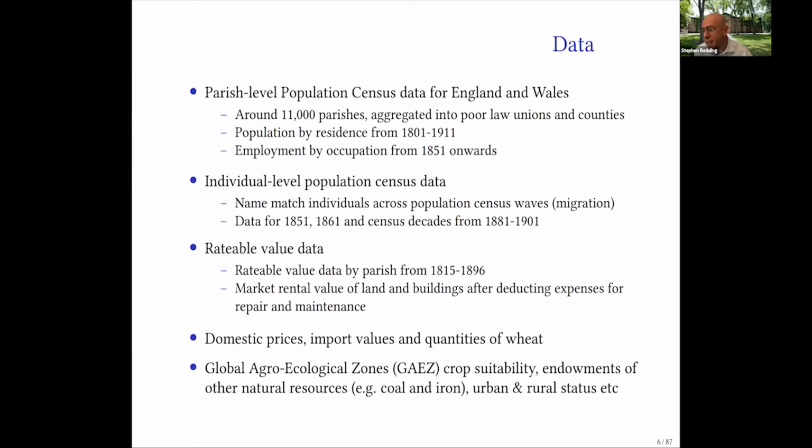An exciting feature of this setting is we also have individual level population census data, which allows us to track the individual adjustment margins through which people respond to this trade shock, and follow individuals over time by matching individuals across subsequent census waves using techniques developed for the US population census in recent years.